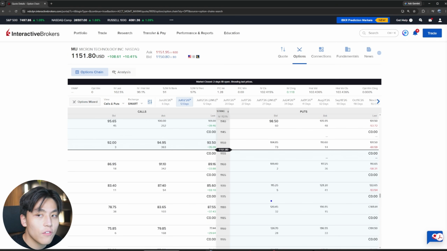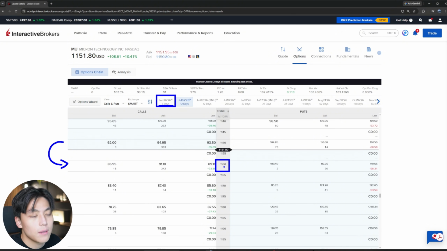When we're looking for day trading opportunities, generally speaking, we want to be trading one out of the money calls, which is expiring this week. So if I was to trade MU, I would choose the closest expiration and I would choose one out of the money. And that is for day trading and quick momentum moves in the market.